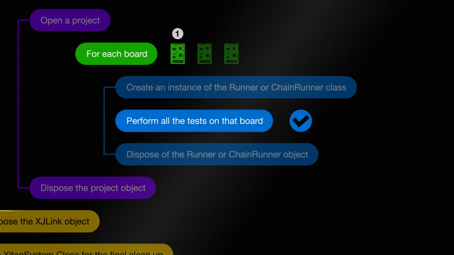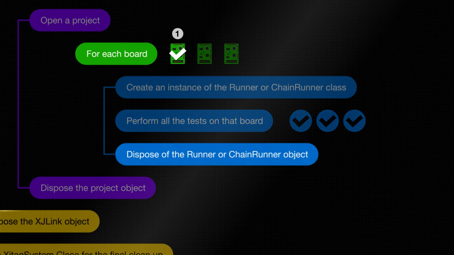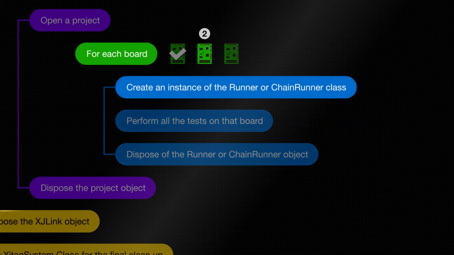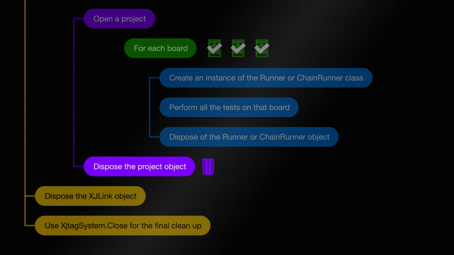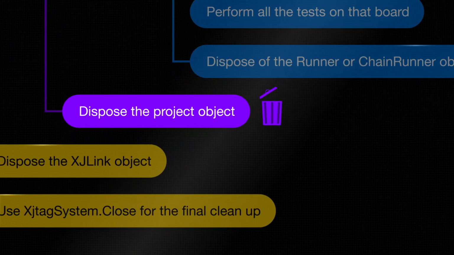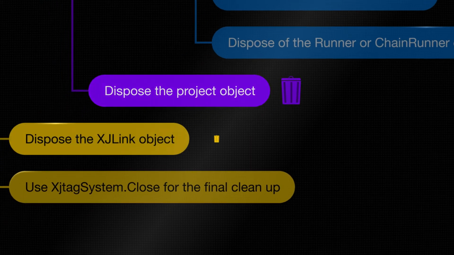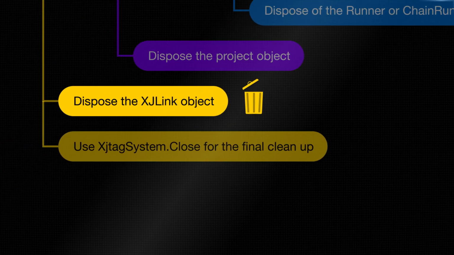Run all your tests for that board and only dispose the Runner or Chain Runner instance when you've finished with that particular board. You don't dispose it between tests. You then create a fresh instance for the next board, and so on. It's only when you've completed testing on all the boards using the open project that you dispose the project. Then, when all the testing with that particular XJ link is finished, you dispose the XJ link object.